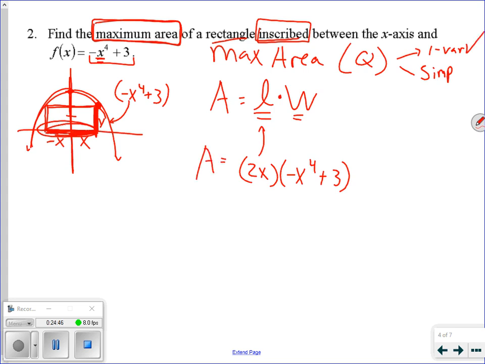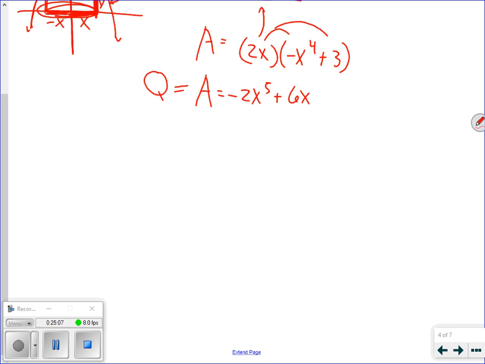Now, to get it simplified, I'm just going to distribute. That's it. So it's going to be negative 2x to the fifth plus 6x. And now it's simplified. I can call it my Q equation. So now that we have the conditions all drawn out, we have the Q equation, all we have to do is just do the same old math as we're used to doing. Q prime equals negative 10x to the fourth plus 6, and set it equal to 0.